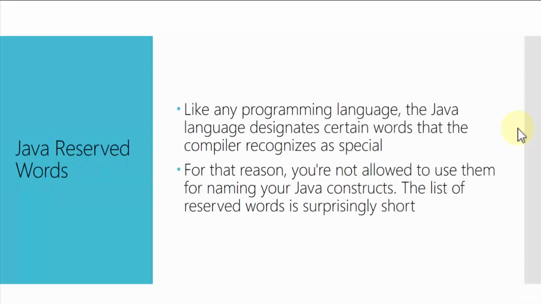We'll talk about certain keywords in Java. Like any other programming language, it's a language that we must learn. The Java language designates certain words that the compiler recognizes as being special, so you can't use them as part of a variable name, for example. For that reason, you're not allowed to use them for naming Java constructs. And the list is not that long, by the way. It's surprisingly short. Let me show you some examples of reserved words.